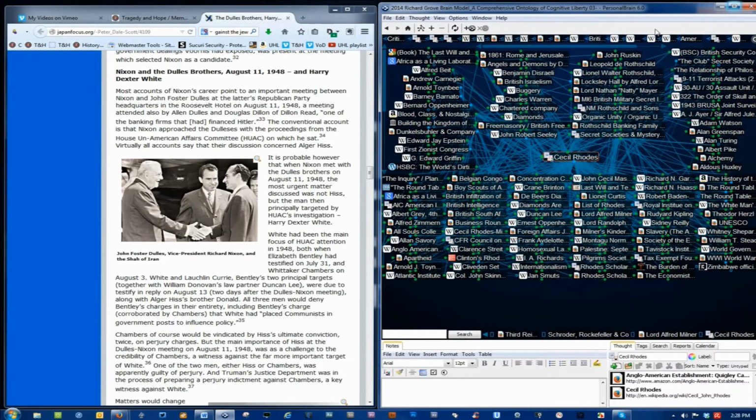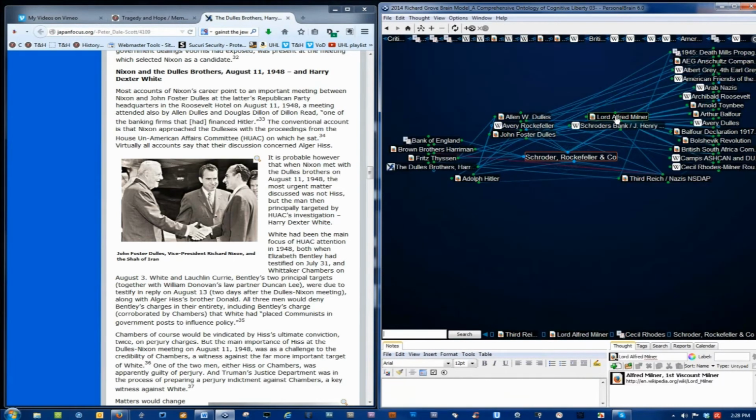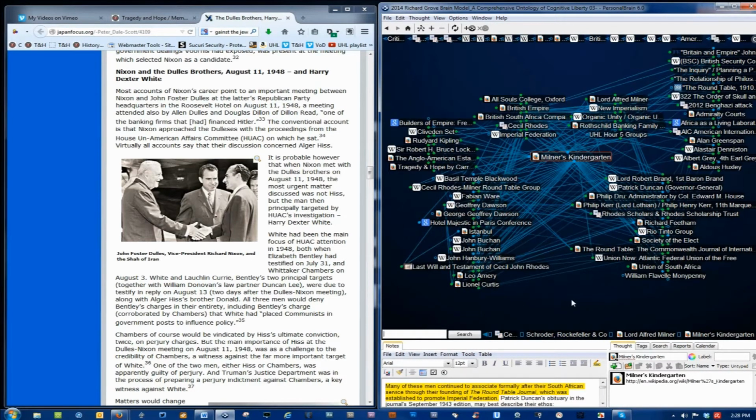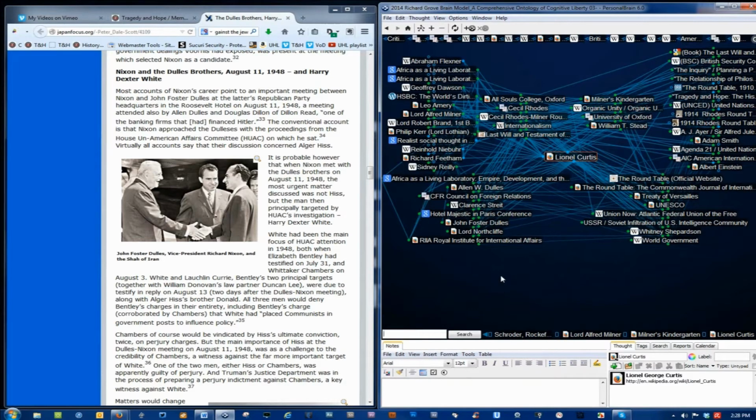Very important connection because, of course, Alfred Milner is the executor of the Rhodes Trust, who then develops the Milner Kindergarten that was busy in the Boer War and the Jameson raid in South Africa. And then Lionel Curtis and Abe Bailey, those that were part of this same group, go on to found the Royal Institute of International Affairs and the Council on Foreign Relations leading up to this point.